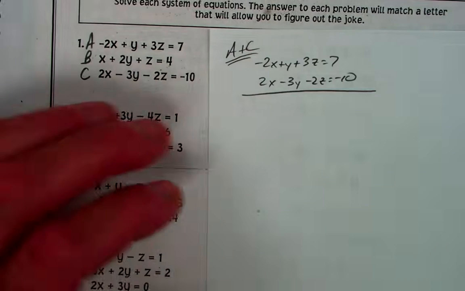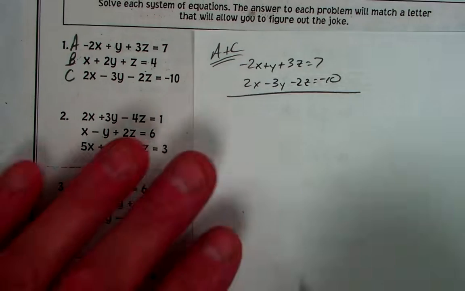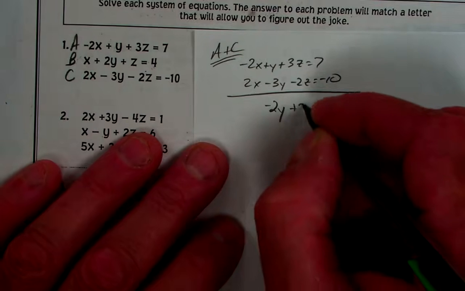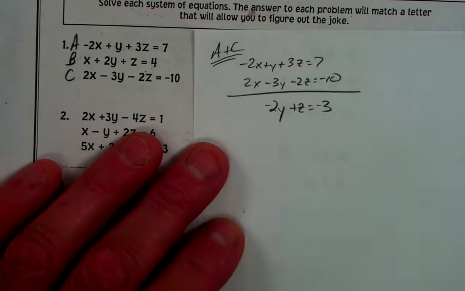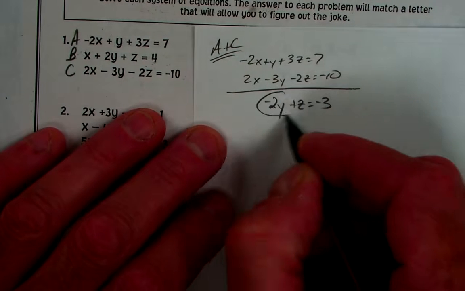Okay. This, I think, should go pretty quick. Your x's are going to cancel. All you've got to do is add your y's together, add your z's together, add your constants together, and you've got a new equation. Okay? So I have negative 2y plus z equals negative 3. Do you guys agree or disagree? Agree. So I'm going to circle that because I'm going to need it later.